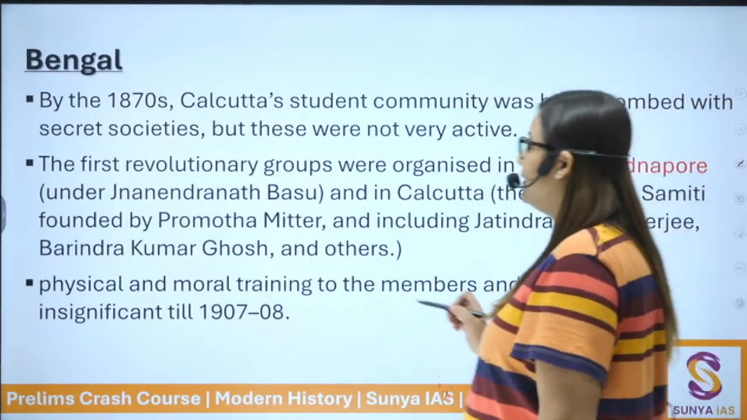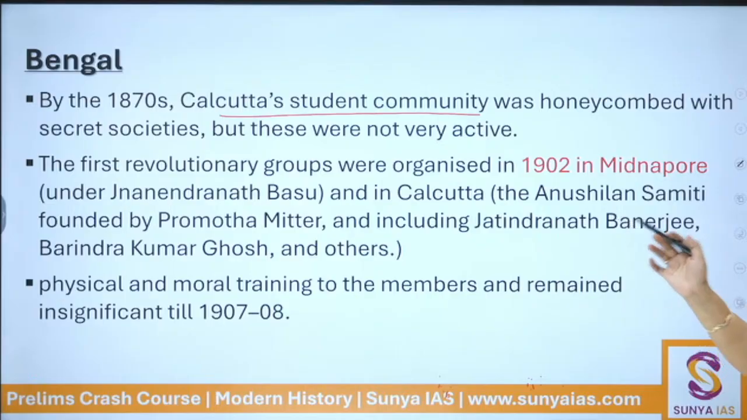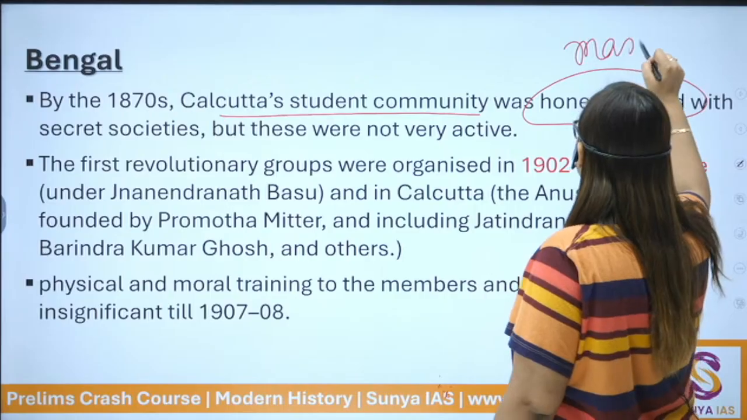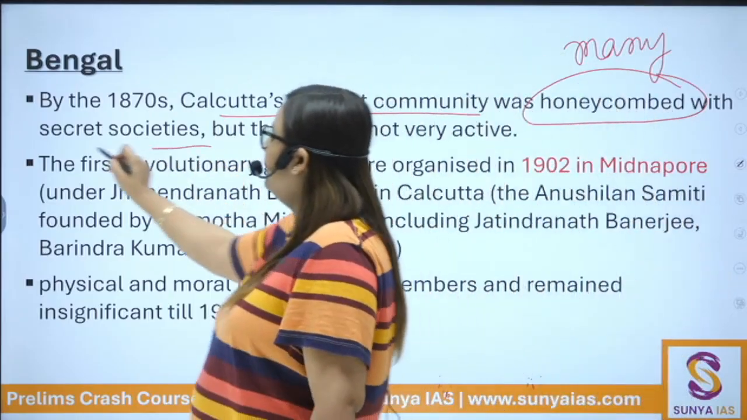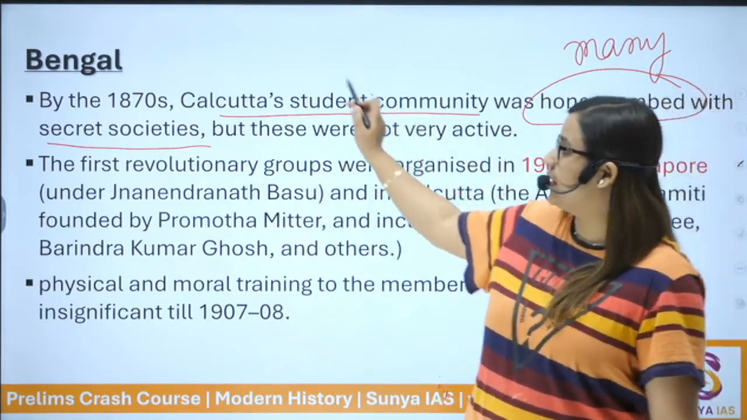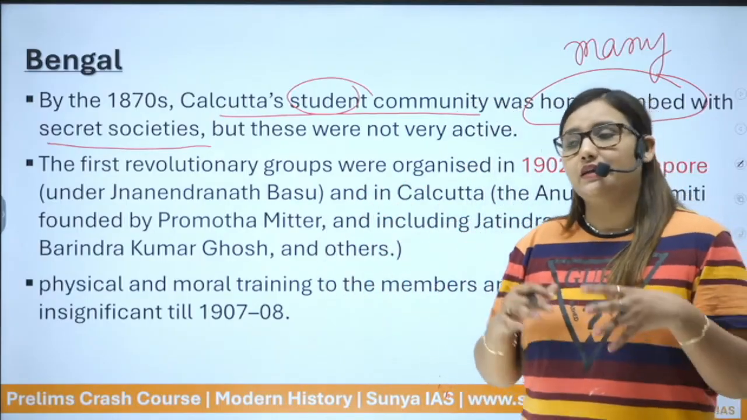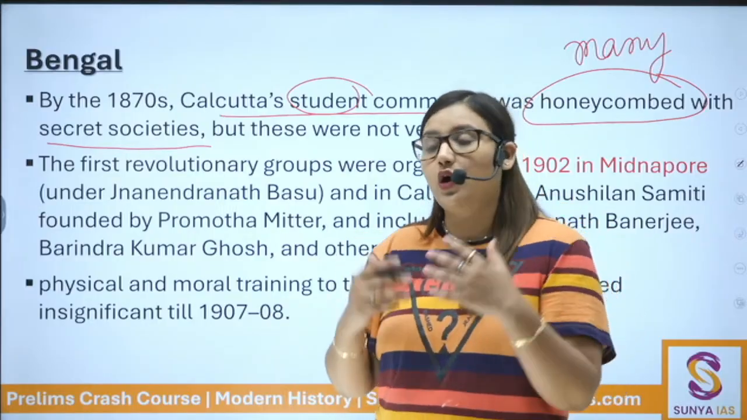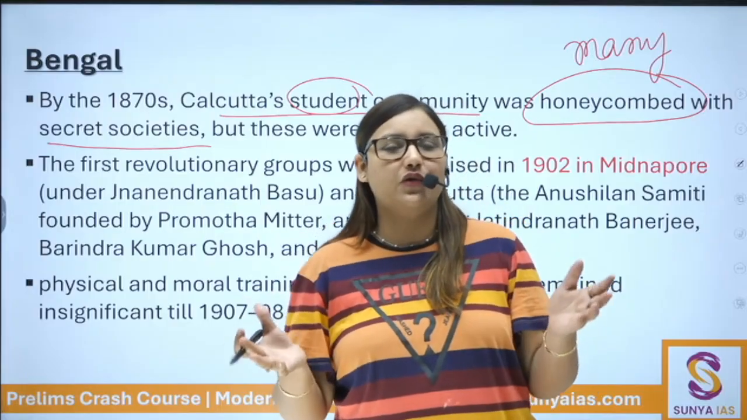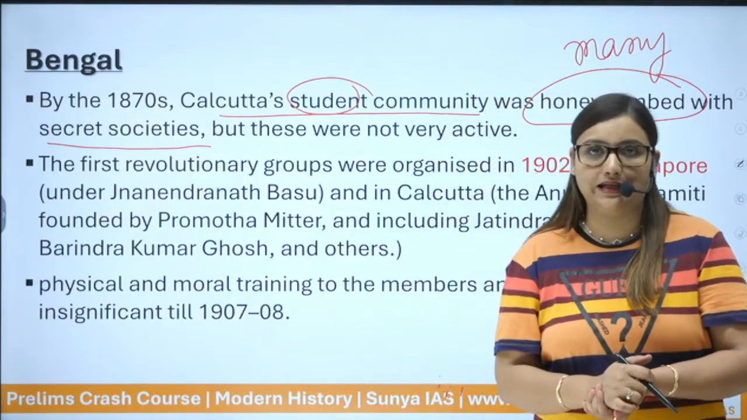So by the 1870s, the Calcutta student community was honeycombed with secret societies. Honeycombed means many secret societies were working in Calcutta's student community. Many students from different secret societies came together and discussed what we can do, how we can make this government fearful, how we can raise our voice, how we can raise the demand, how we can get something on a political scenario.